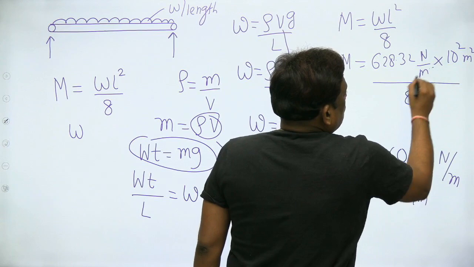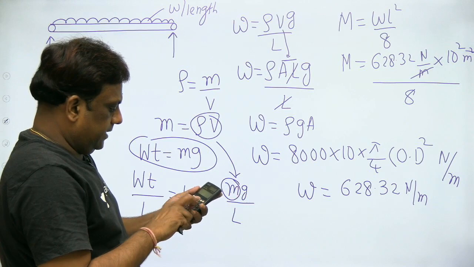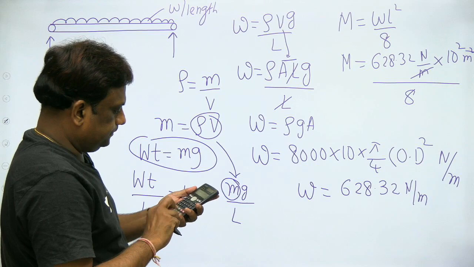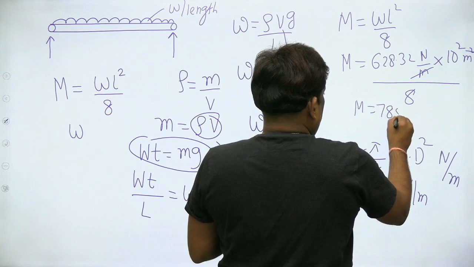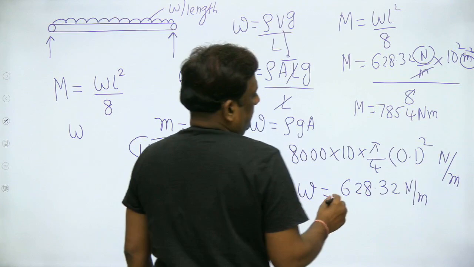So 628.32 into 10 square by 8. I request everyone to calculate. Yes, this will be 7854. Take care of units: Newton meter. So I got the bending moment, that is the maximum bending moment.